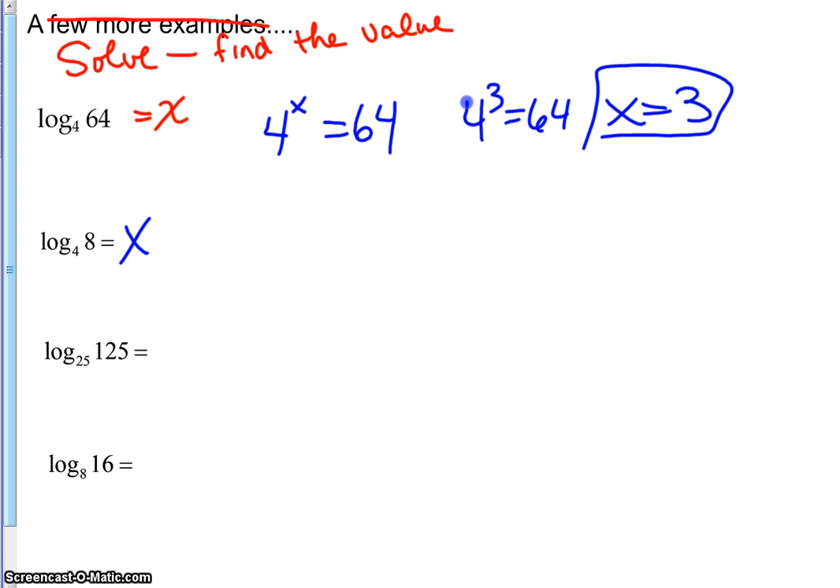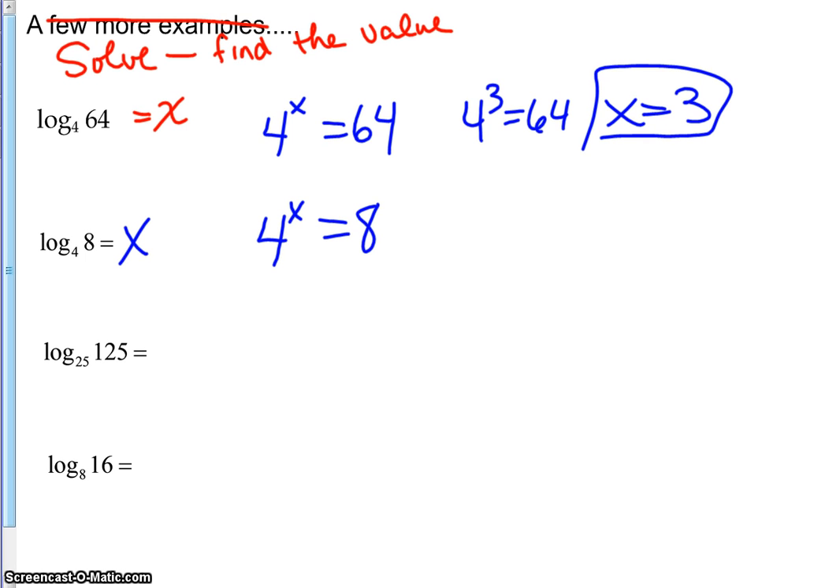Another example here, set it equal to x. I'm going to say here, now 4 to the x equals 8. This doesn't go as quickly as the one before it because 4 to the second is not 8, 4 to the second is 16. So it's going to take a little bit more work. One of the tricks I have, and I want you to follow, is that it's easy to find it if they have the same base.